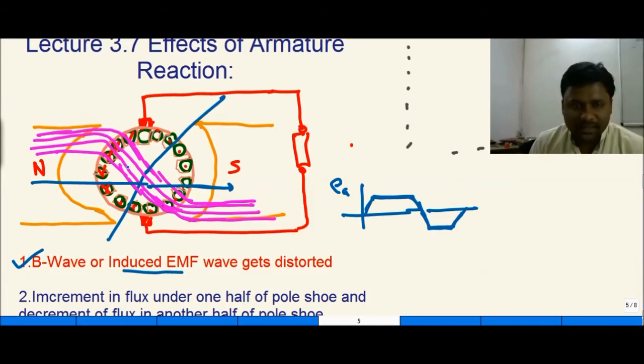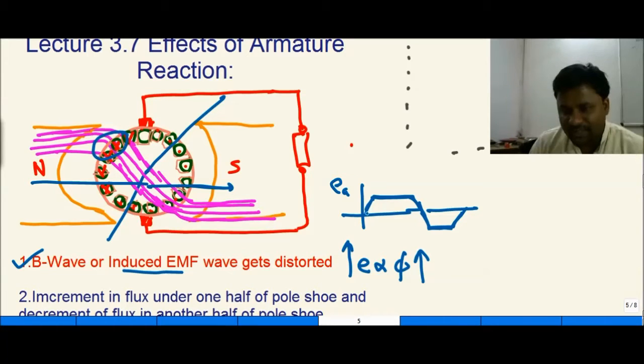Due to armature reaction there is a maximum flux density. Since induced EMF is a function of flux, if there is a maximum flux density at a particular conductor, then there will be a peak induced EMF like this. The peaky nature of the induced EMF generated in this conductor may damage the winding, or may generate a large amount of current which can easily burn it out. So the first thing is that the B wave, or the induced EMF wave, gets distorted.